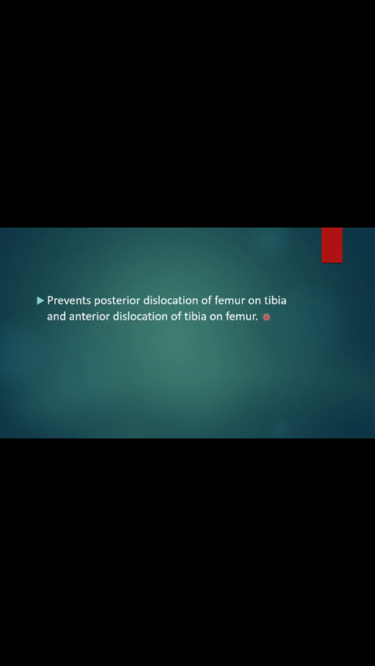Now we'll see what is the function of the anterior cruciate ligament. It prevents the posterior dislocation of femur on the tibia and also anterior dislocation of tibia on the femur. Now its integrity is tested by a test known as anterior drawer test.